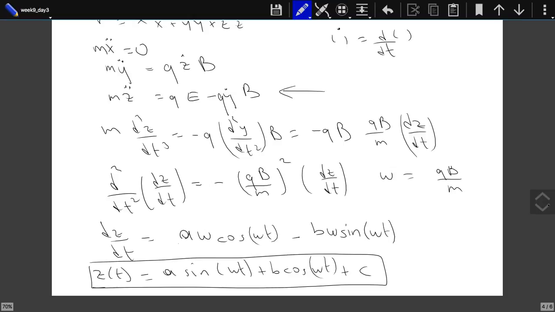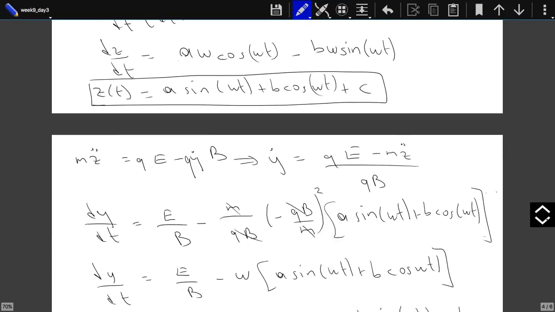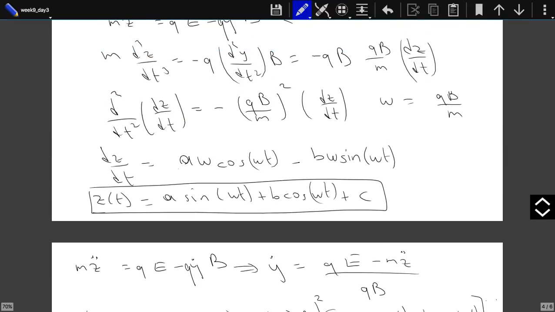This equation: the second derivative of some function is equal to the function itself with a negative coefficient. This tells me that it's an oscillating function. It's the harmonic oscillator equation. And so we know that in terms of these unknown coefficients that need to be determined by the initial conditions.